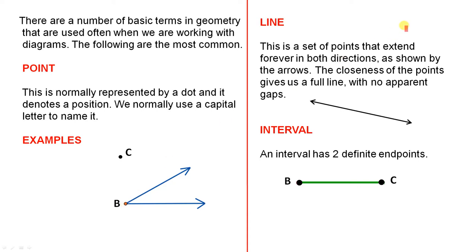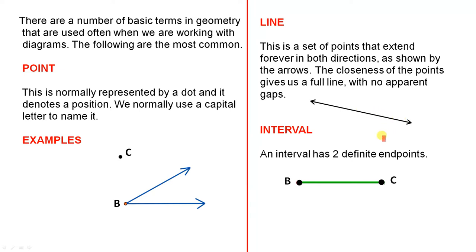Now the idea of a line. This is a set of points that extend forever in both directions, as shown by the arrows. So you see the arrow going in that direction, and that arrow there going in that direction. The closeness of the points gives us a full line, with no apparent gaps. What that means is that all these dots here are so close together that you don't see any gaps at all.